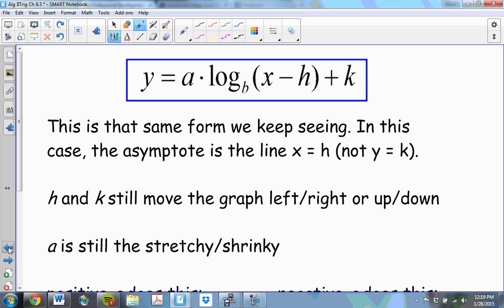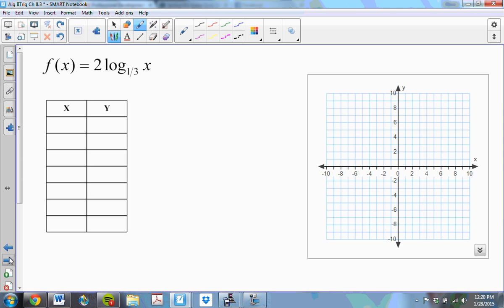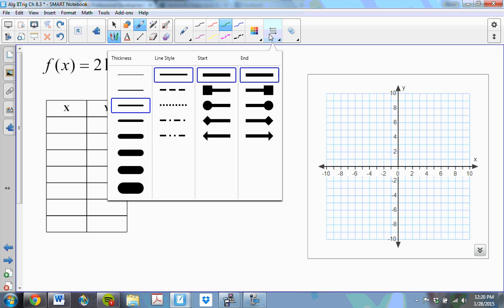Our logarithms follow the same pattern that everything else does, where the h moves things left to right, the k moves things up and down, the a is your dilation, and b is your base. B cannot be negative, and if it's less than 1, we have decay. If it's greater than 1, we have growth. But the important thing to understand is the asymptote is now the line x equals h, not the line y equals k. With our exponential graphs, it was y equals k, but now with logarithmics, the asymptote is x equals h. So again, I understand that you still might not feel like you get what a logarithm is, and we'll get there. But first, you have to just kind of get familiar with how to even work with it.